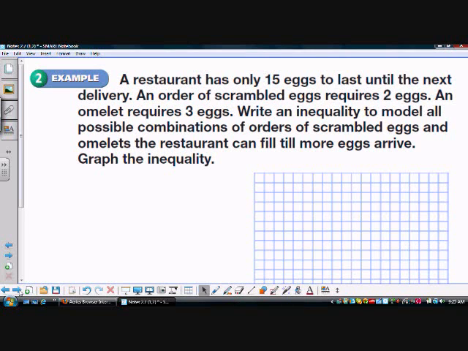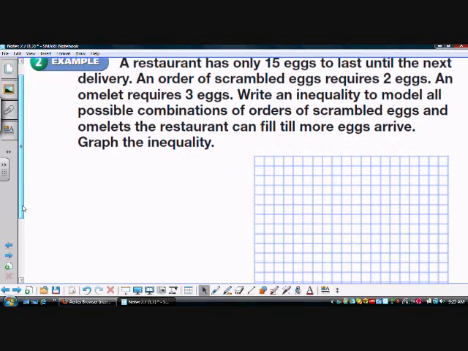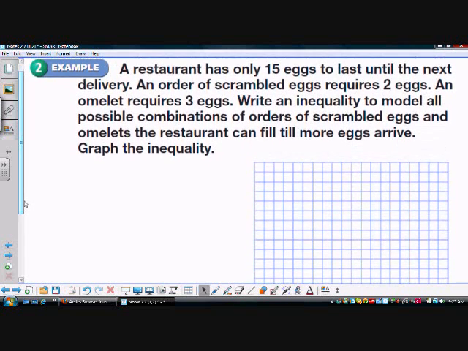Okay. A restaurant has only 15 eggs to last until the next delivery. That's not a lot, especially if they're doing breakfast and they're a busy restaurant. An order of scrambled eggs requires 2 eggs. An omelet requires 3 eggs. Write an inequality to model all possible combinations of orders of scrambled eggs and omelets the restaurant can fill till more eggs arrive. Oh, how exciting. Okay. So we've got 15 eggs. And the first thing I need to do is figure out what my variables are, because I think I've got an XY plane to graph on, and I've got to figure out what's going to vary in this problem.